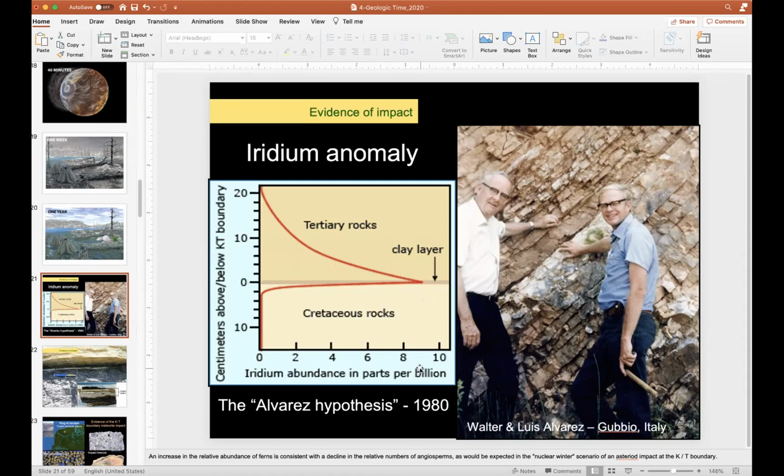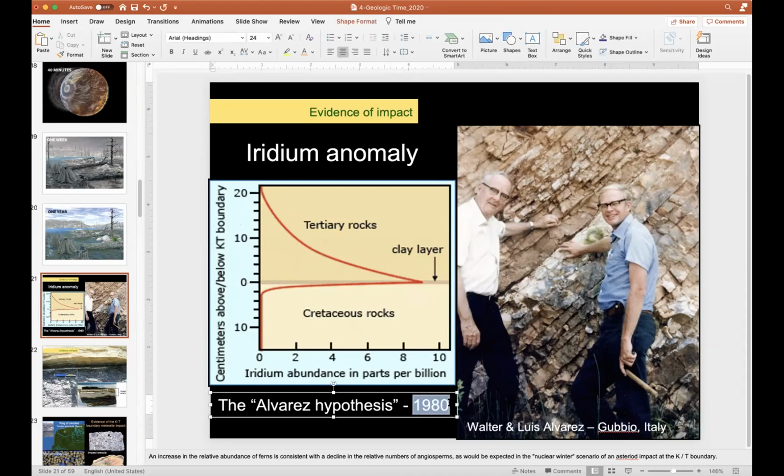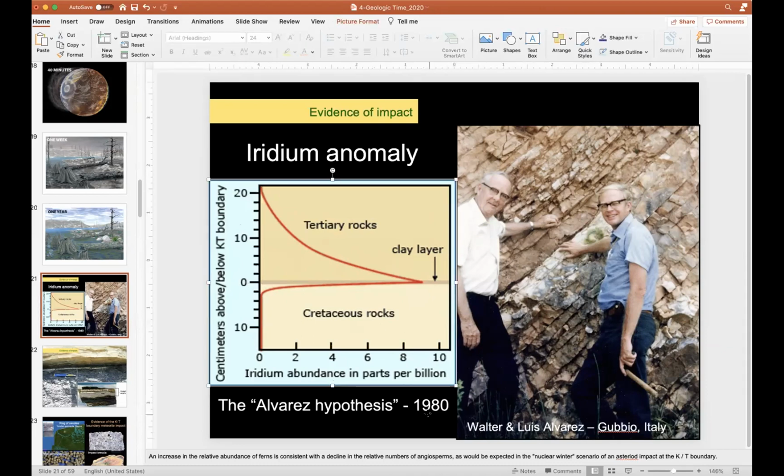You can see that this is 20 centimeters above the KT boundary, so within the sediments laid down at the time of the impact and in the short time afterwards. So even though it's 40 years ago, 1980, this is a really newish idea. And why is it so new? Why is a lot of geology so recent, like plate tectonics?